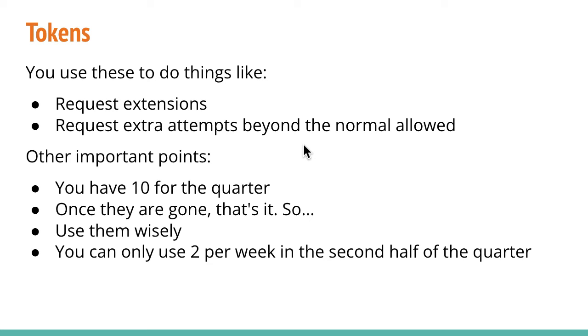Some important points regarding tokens: you're going to have about 10 for the quarter. The final number will be in the syllabus, but generally it'll be about 10. That's roughly 1 per week. But keep in mind that once they're gone, they're gone. So you need to use them wisely. The way you can avoid running out of tokens is by staying on track and making sure you get your assignments done on time and that you show proficiency on time. But we do have about 10 tokens for the quarter for those situations where you run into some challenges.